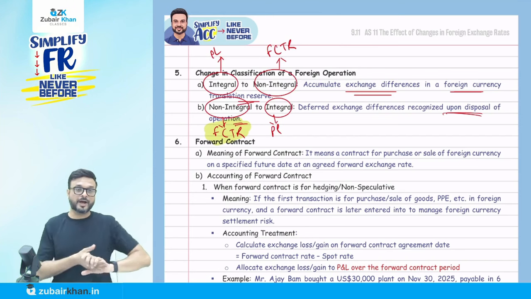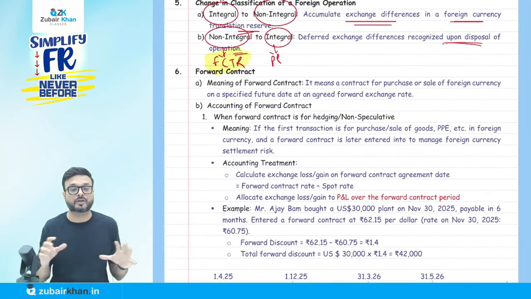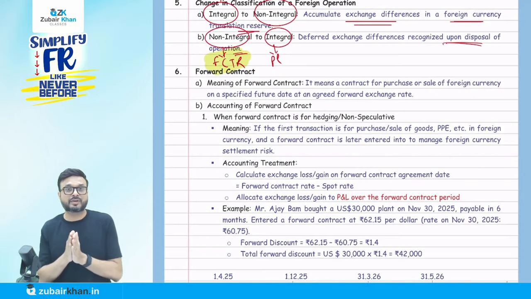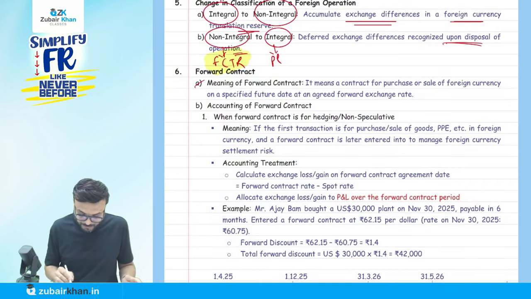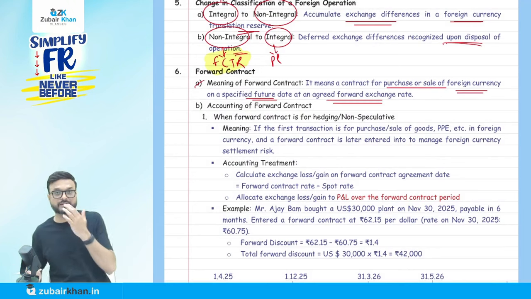Okay. Now the last part of Accounting Standard 11 is the forward contract. Now, what is going to happen? First, you have to understand what you mean by a forward contract. Let's say it means a contract for purchase or sale of a foreign currency on a specified future date at an agreed foreign exchange rate. Now, understand this.